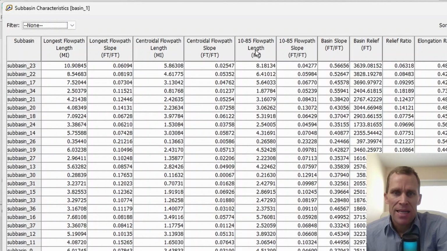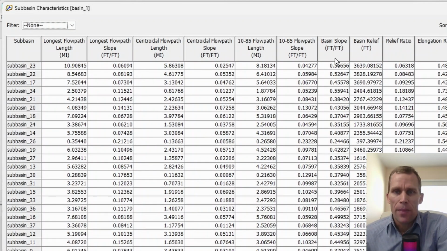The next one over is the 10-85 flow path length. Maybe it's just called 1085. What that represents is 75% of the length of the longest flow path. And it starts 10% upstream from the outlet, and then it travels along the longest flow path up until 85% upstream from the outlet point. So this is used for the slope as well. And what the user's manual says is that the 1085 flow path slope is typically a little bit more reliable because it just takes away from the edge effects of being at the edge of the subbasin.